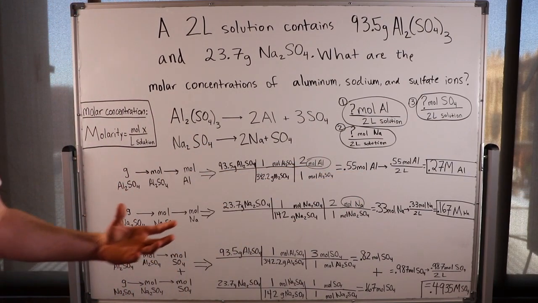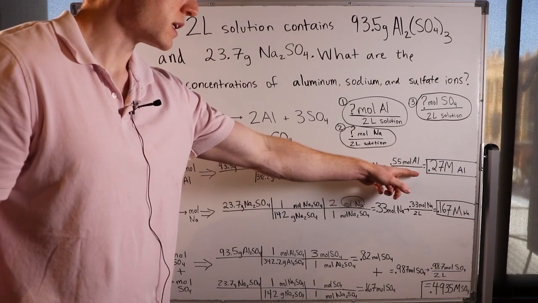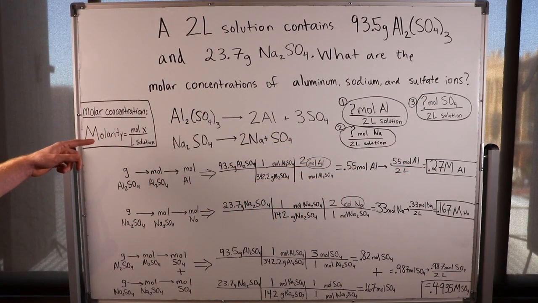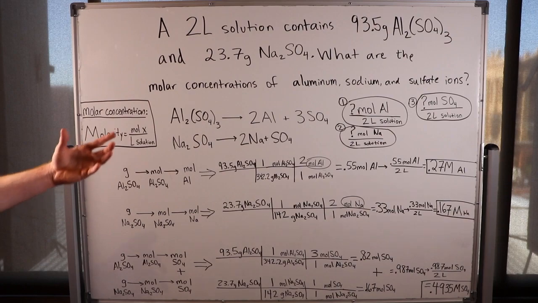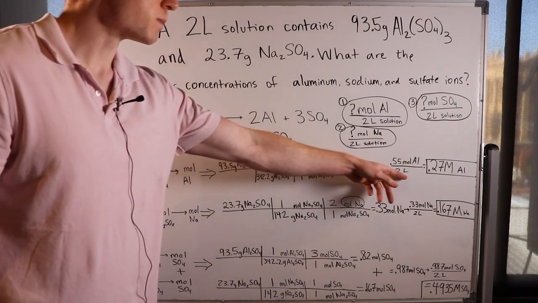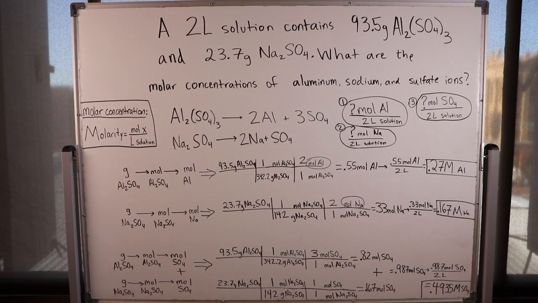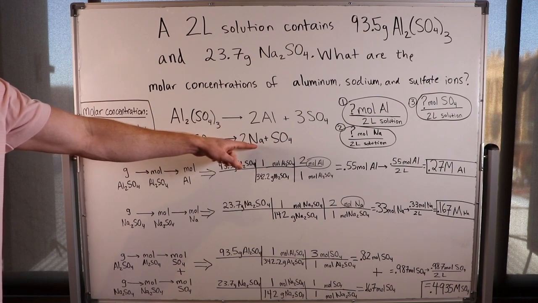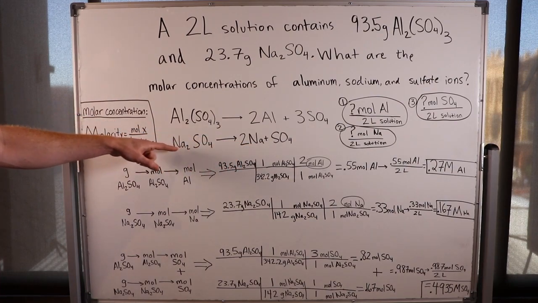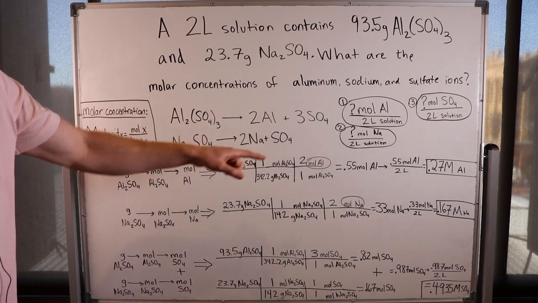And then we know we have to divide that by 2 liters to get concentration in molarity. So we find our molar concentration of aluminum is 0.27 molar aluminum. So we do the same exact thing for sodium now. The only place sodium was produced was in this second reaction. So sodium sulfate goes to 2 sodium plus sulfate.